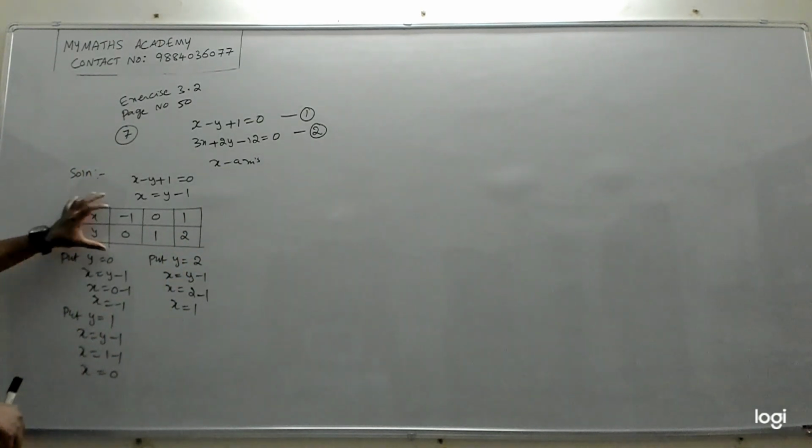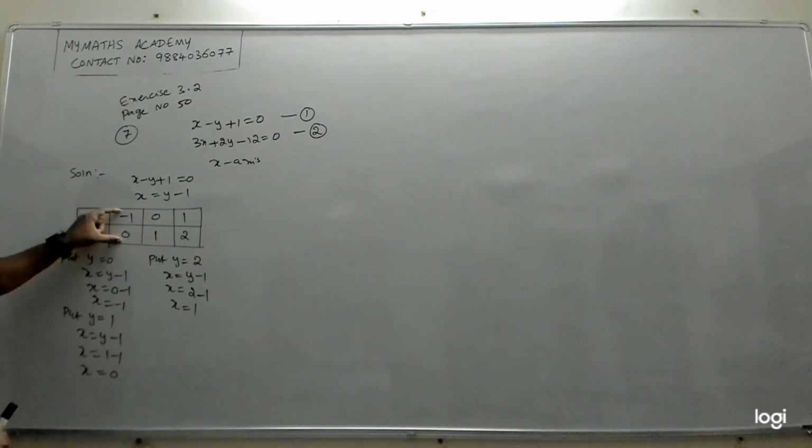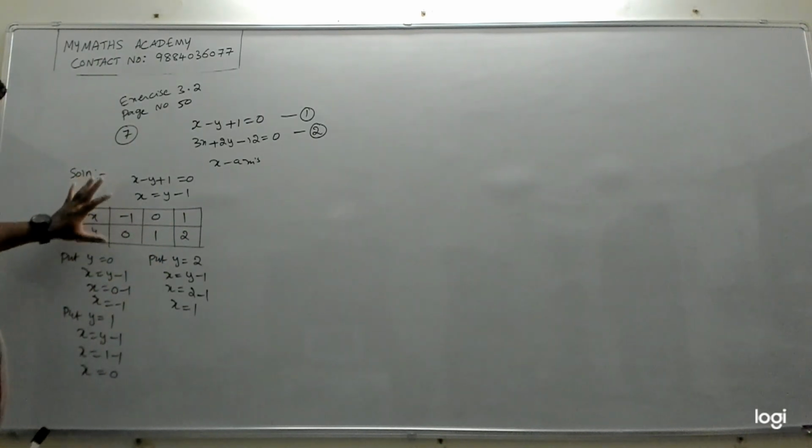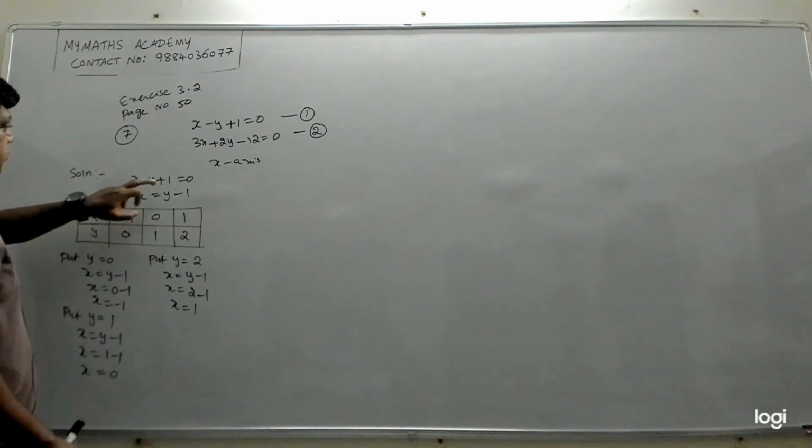Now we have got 3 points. So this is the first point, this is the second point, and this is the third point for this equation. Similarly, let's find for this equation.